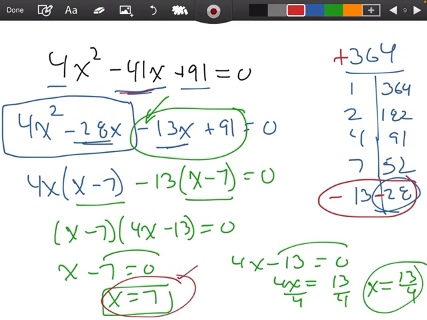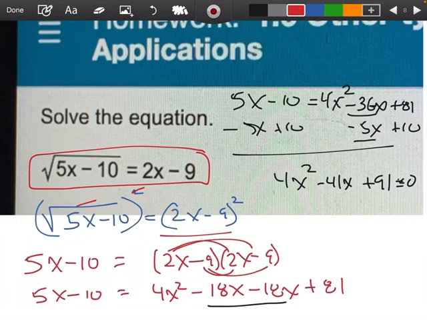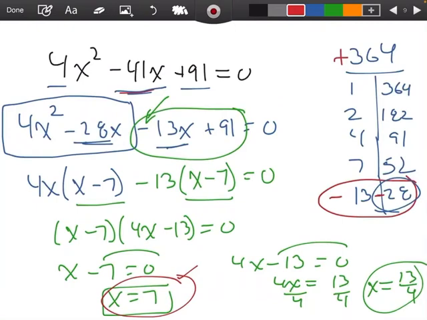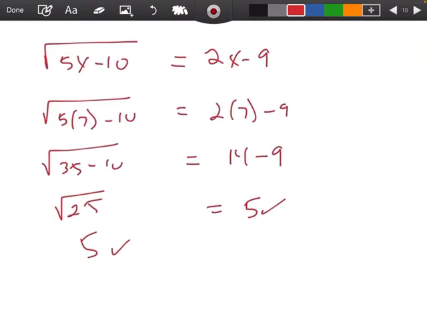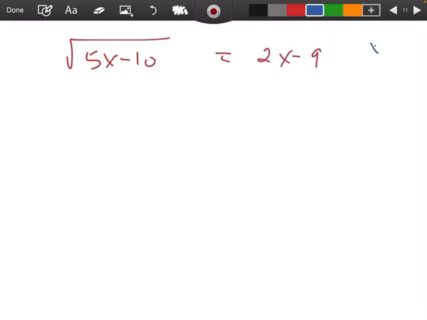So far, when I come back over here and plug my answer in, x equals 7, the number 7 is going to be one of the answers so far. I still got to check this one. Still got to check that 13 over 4. Okay? So let's do that. So look, we have the square root of 5x minus 10 equals 2x minus 9. And now we're going to check x equals 13 over 4.